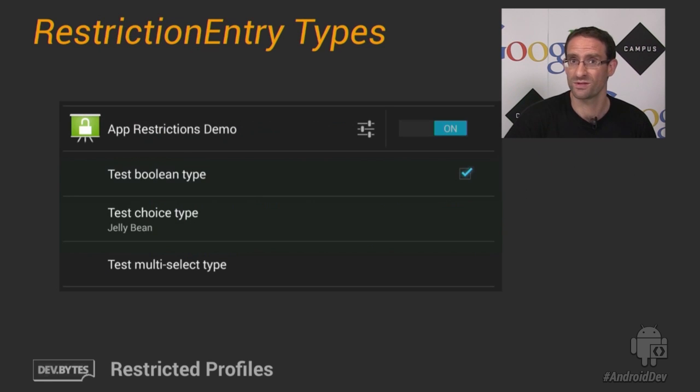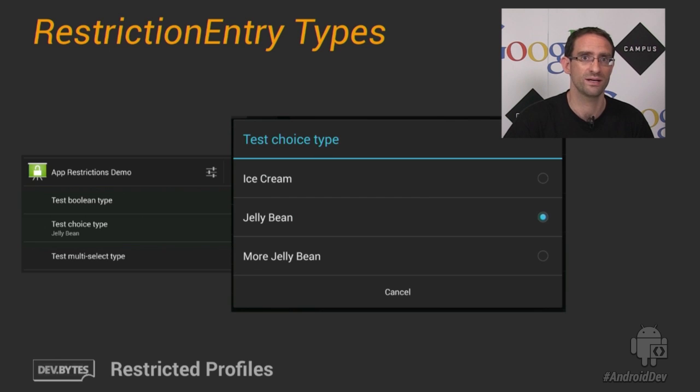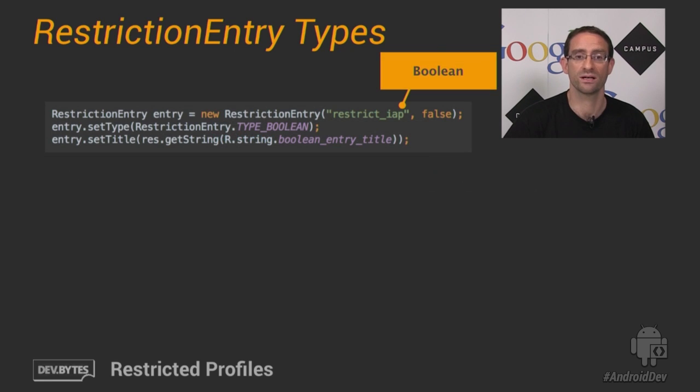We've got three different types of restriction entry. We have the Boolean type, just on and off. We've got the checkbox, single select from a list, and we have multiple selection from a list. Three different types. And looking at those in code, we have three different constructors for those different types of restriction entry. And all of those constructors take a key, so that later on you can retrieve the setting from the system, and also a default or current value.